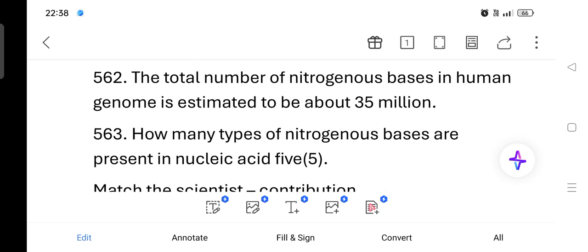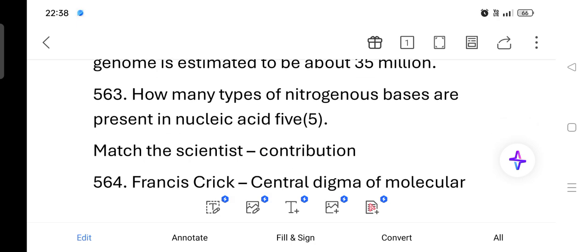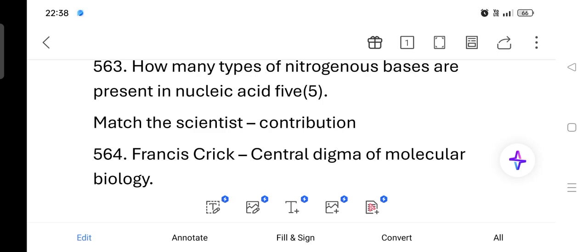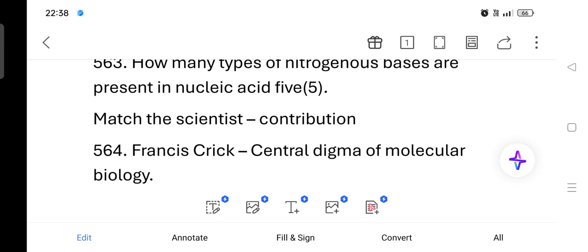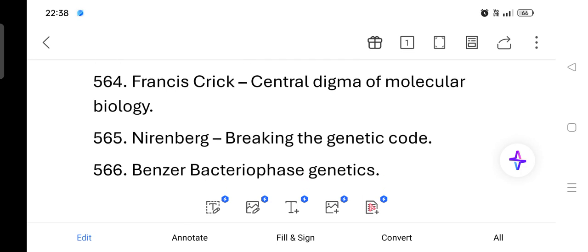The total number of nitrogenous bases in the human genome is estimated to be about 3.5 billion. How many types of nitrogenous bases are present in nucleic acid? 5. Match the scientist with the contribution. Francis Crick, Central Dogma of Molecular Biology.